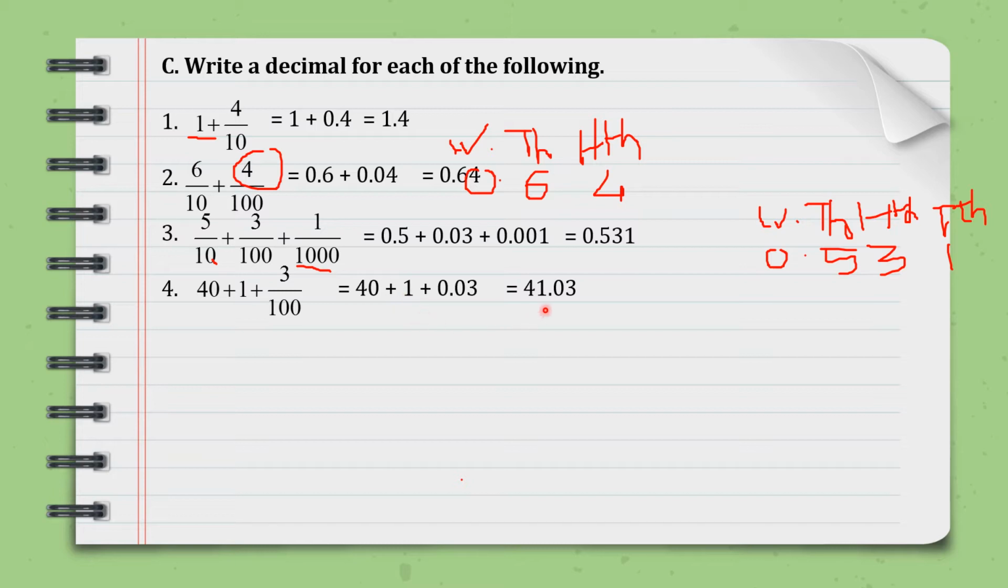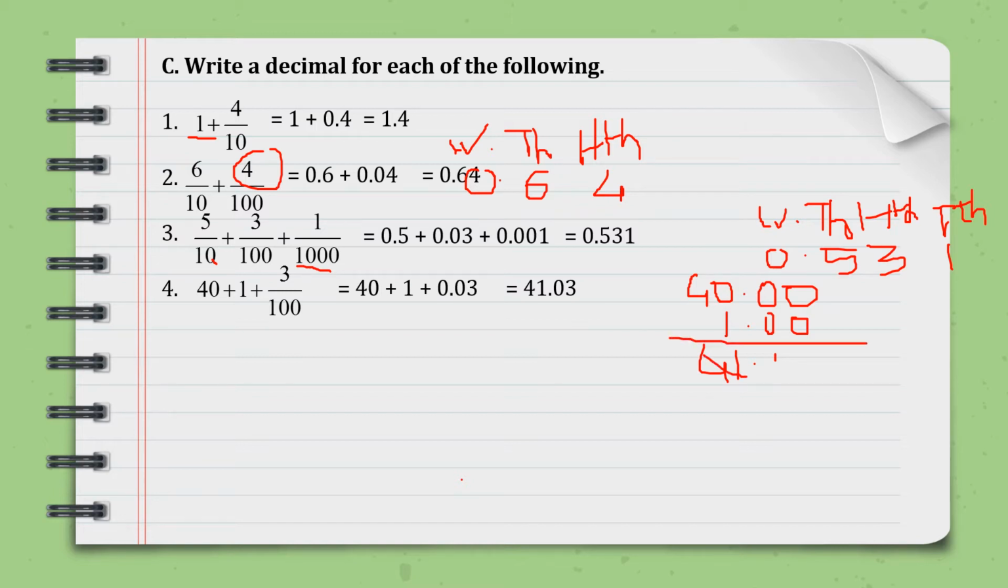Then comes the decimal point and 0 and 3. If we want to arrange this, how? In decimal form, 40 can be arranged as 40.00. Then 1 can be written in decimal form as 1.00, and 41 point, this we will do after addition.